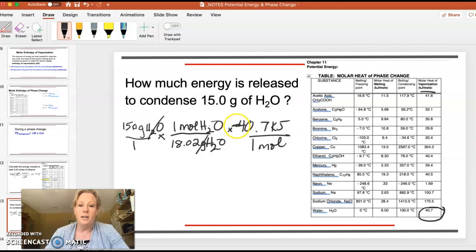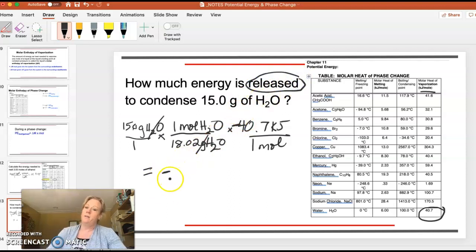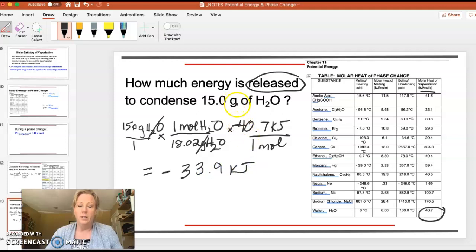You can put a negative there, you can put a negative in the answer, but also just the fact that we say release implies it. So I would be okay if the question's asking just how much energy is involved, then you would want to for sure make it a negative at the end. So when I do this, I get negative 33.9 kilojoules. So when 15 grams of water goes from a gas to a liquid, it'll release 33.9 kilojoules. I hope that helps.